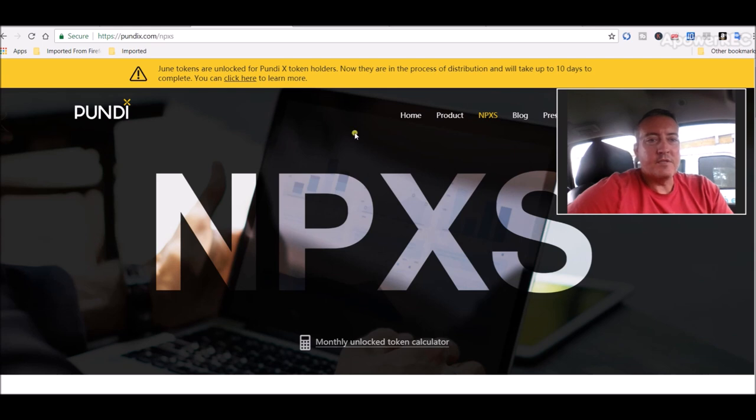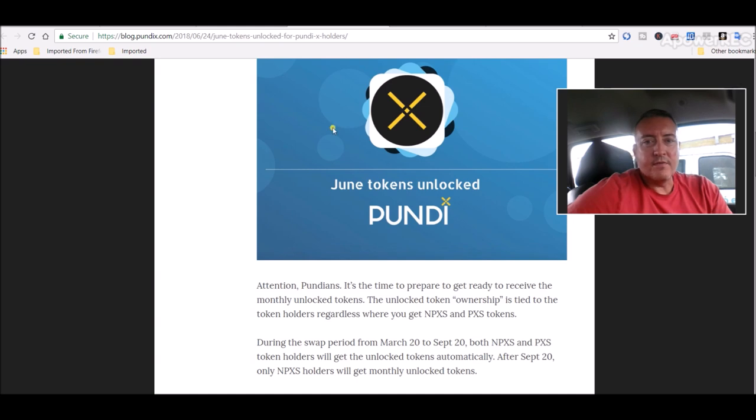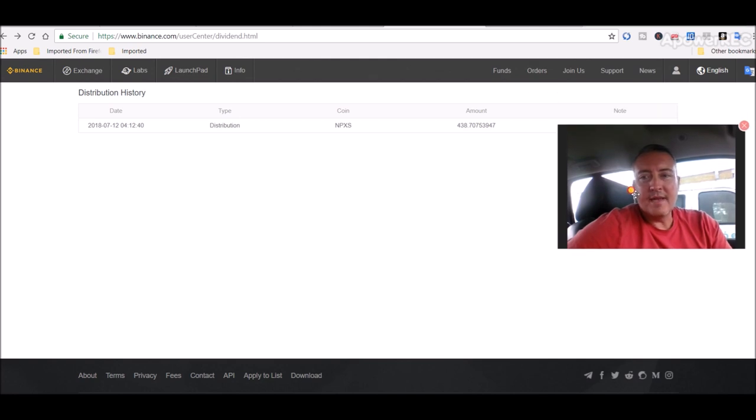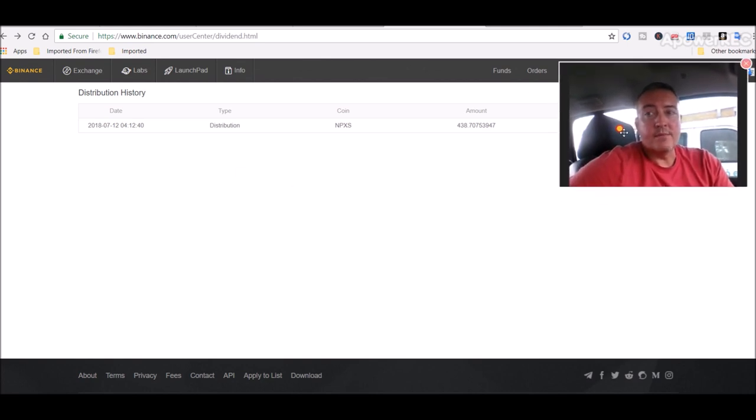So here on the site, June tokens are unlocked for Pundi X token holders. Now they are in the process of distribution and will take up to 10 days to complete. You can click here to learn more. You click there, it takes you to this page where it goes over some information we'll get to in a minute, but here is the amount that I got, 438 Pundi X coins. That was distributed on July the 12th. The actual airdrop started on June 30th. And over the course of the next 10 or so days, people got their payouts, which I, of course, got mine on the 12th.